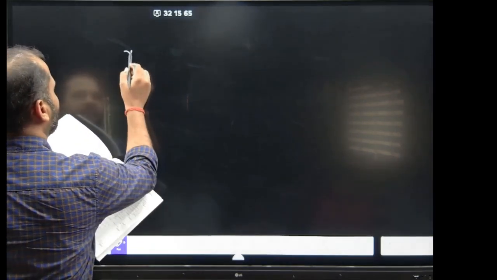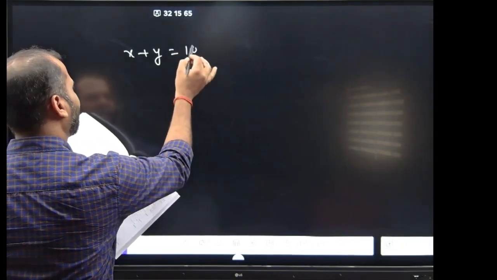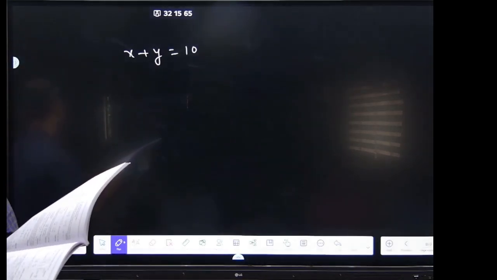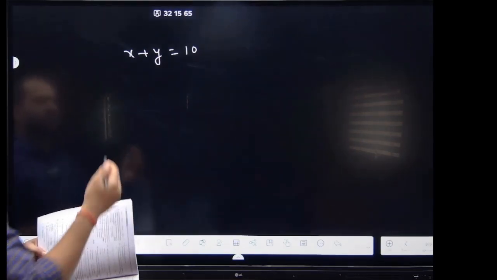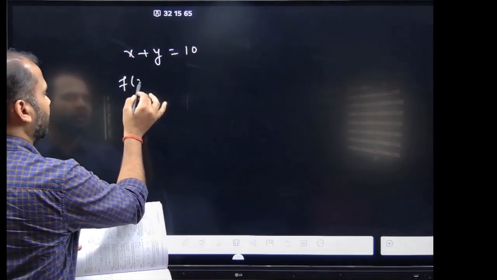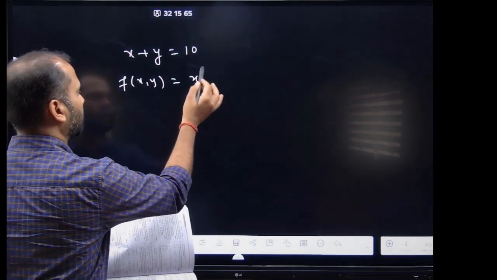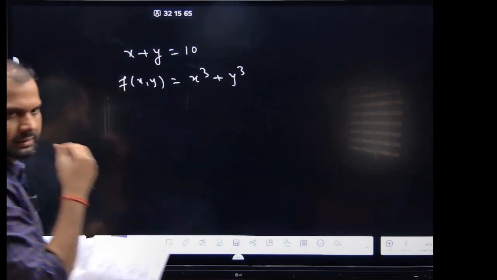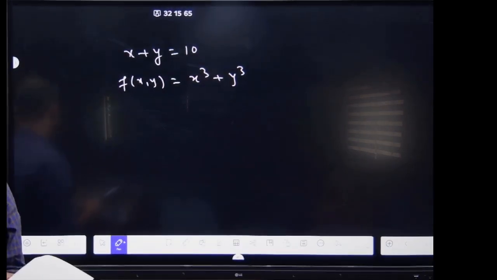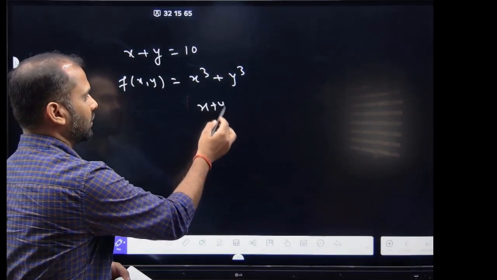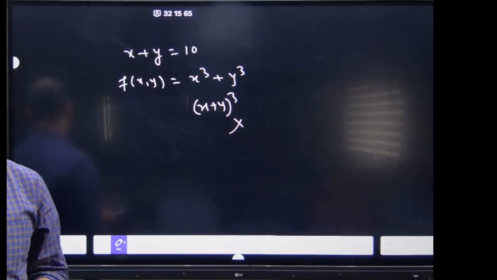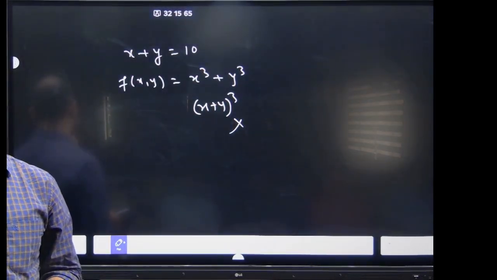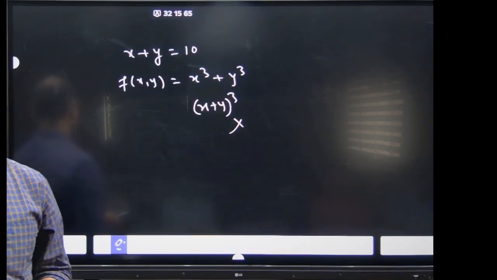The sum of two positive numbers is given. Suppose x plus y is given to you. How much? Any number you can take. Let it be 10, 20, or you can take k also. Any number it can be, right? If the sum of their cubes is minimum. So what is the function of x comma y? Sum of their cubes. Can I write it like this? This is the sum of their cubes, right? Or is it like this, x plus y the whole cube? No. Sum of their cubes means first you should calculate the cubes and then take the sum, right?